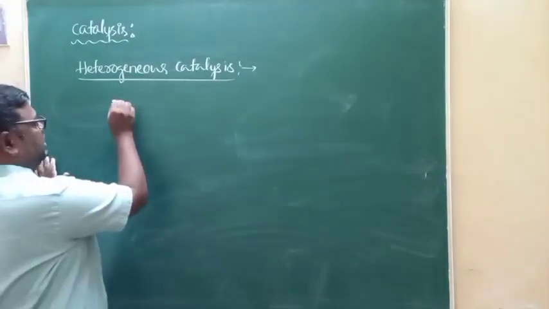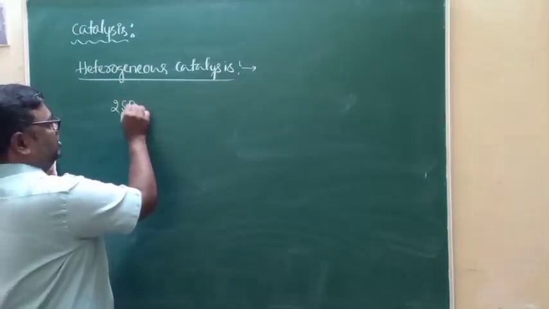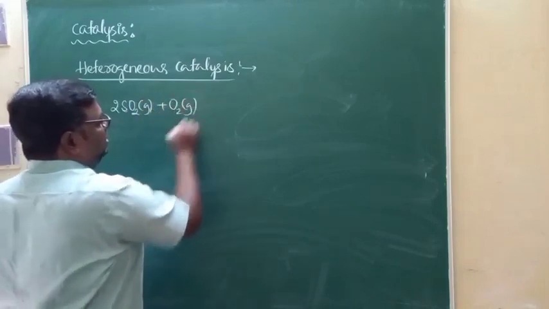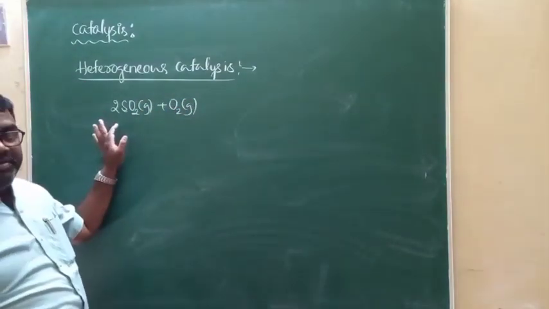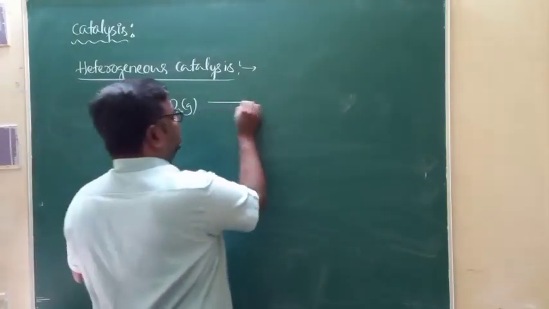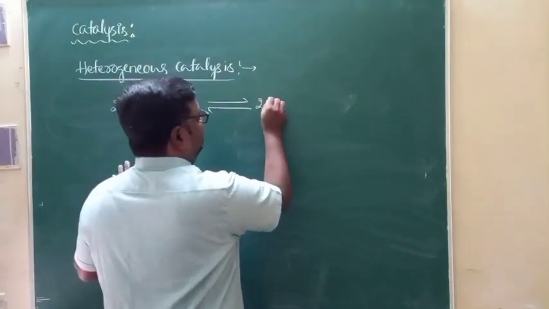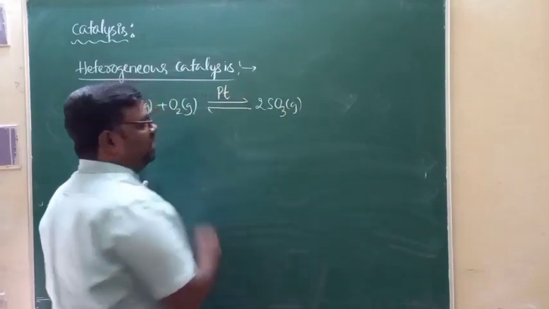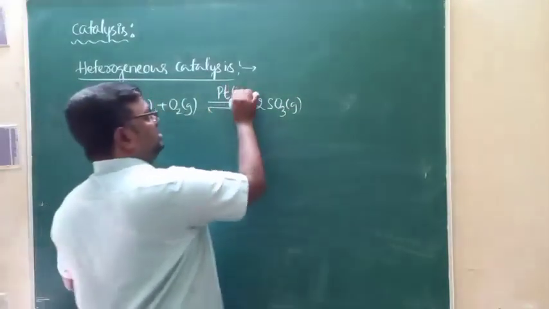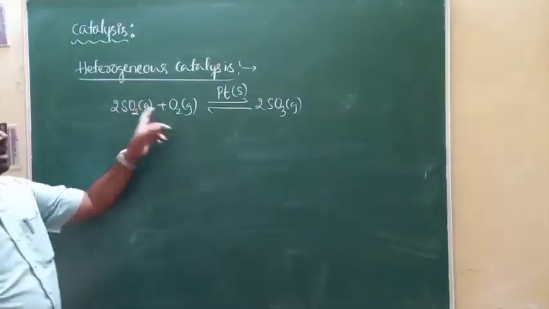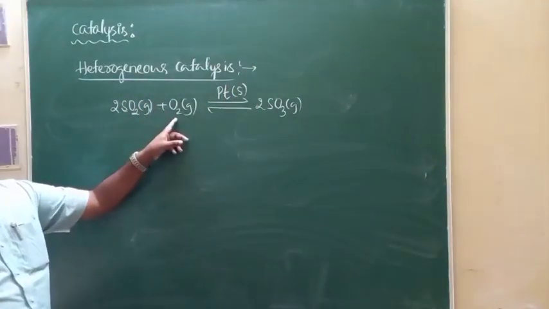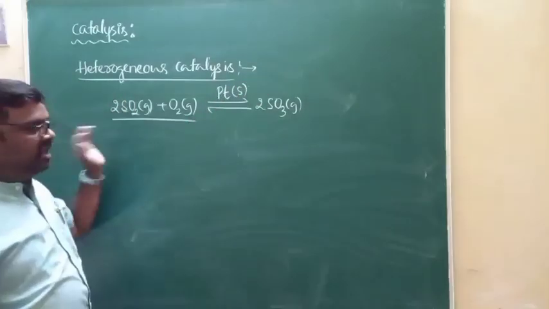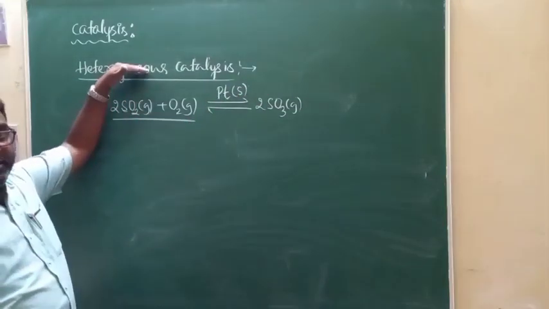Such type of catalytic reactions are called heterogeneous catalysis. For example, in the manufacture of sulfuric acid by contact process, look at this, the key reaction is conversion of sulfur dioxide into sulfur trioxide. And this reaction is catalyzed by platinum catalyst. Platinum catalyst is in a solid state where reactants are in gaseous phase. Here, the physical states of reactants and catalysts will be different. Therefore, it's an example for heterogeneous catalysis.